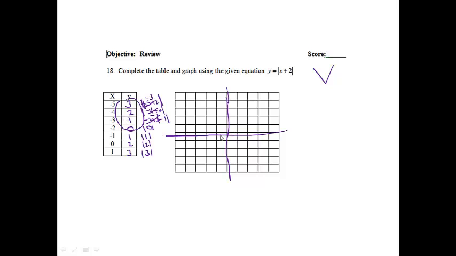Okay, negative 5, 3. Go to the left 5, 1, 2, 3, 4, 5, and up 3. And I'm going to go to the left 4 and up 2. And then I'm going to go to the left 3 and up 1. And I'm going to go to the left 2 and stay put. The negative 1, up 1, 0, 2, and 1, 3. And notice I did get a V just like I was supposed to get. So there we go on that one.